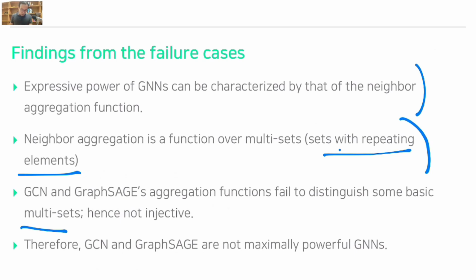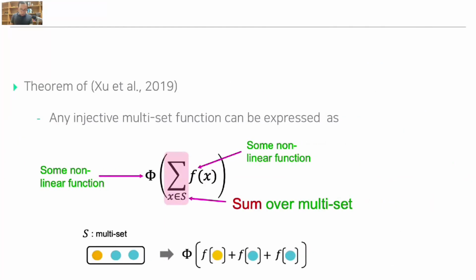And therefore, Gaussians are not maximally powerful GNNs. Hence they are not able to include the neighbors, and the aggregator is not injective. So we try to solve, and at least to include, the previous failure cases by proposing a new inductive aggregator.